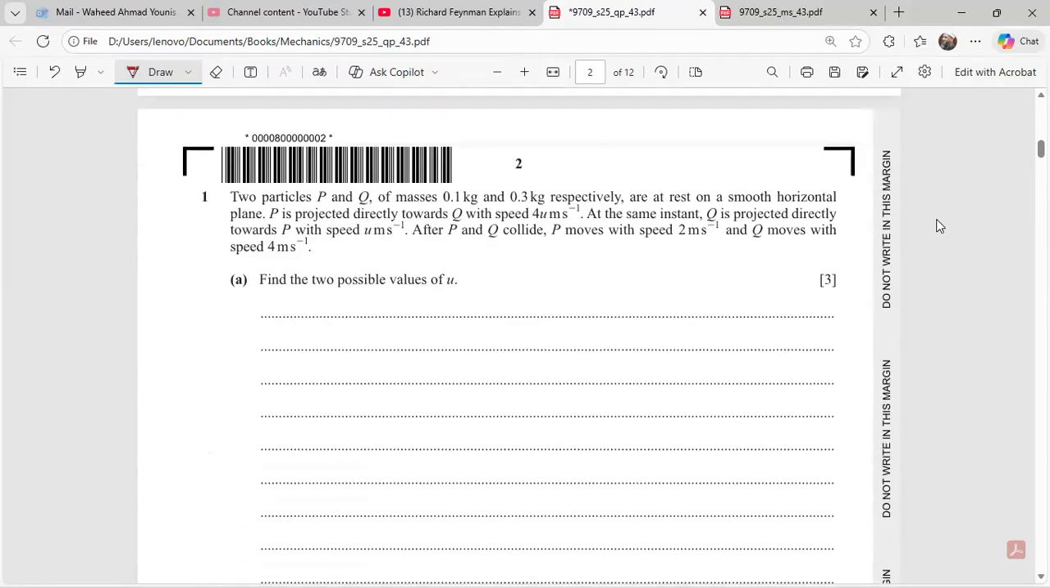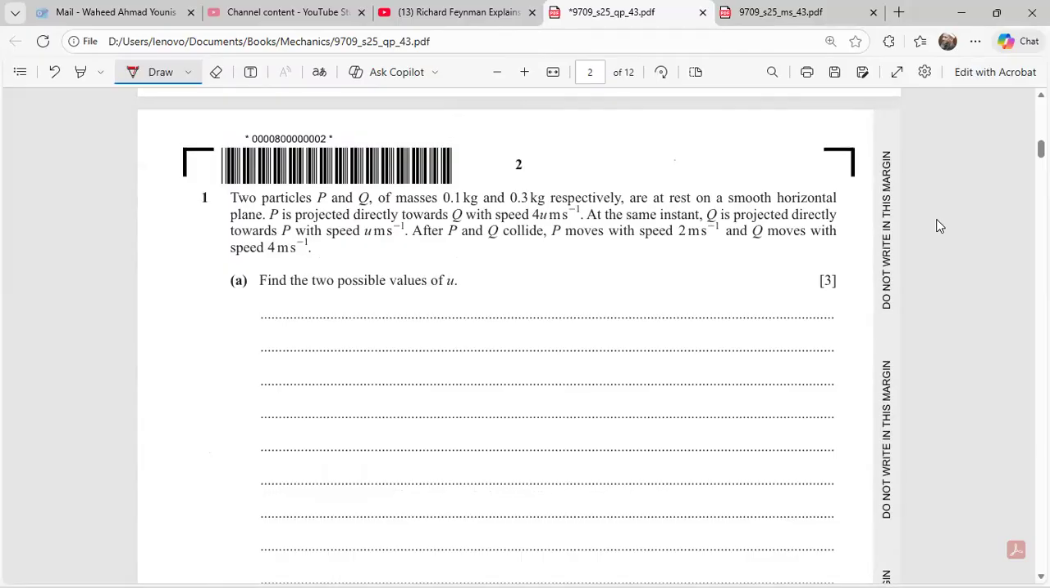This is question number one first. Okay, so what does this question say? It's talking about momentum, conservation of momentum. There are two particles P and Q of masses 0.1 kg and 0.3 kg respectively at rest on a smooth surface. So there was a smooth horizontal surface and there are two objects, one is P, one is Q. Let me write: this is P and this is Q. The mass of P was 0.1 kg and the mass of Q is 0.3 kg.